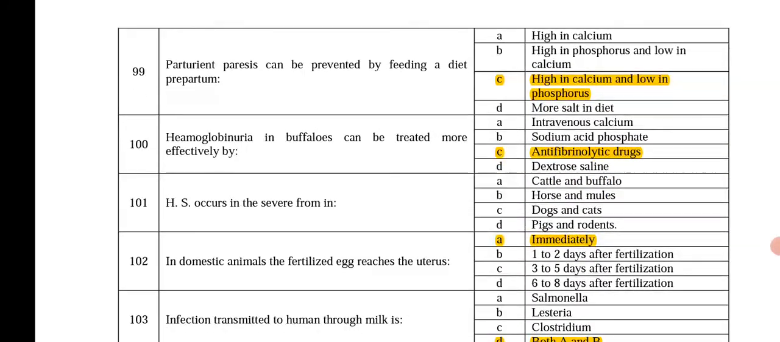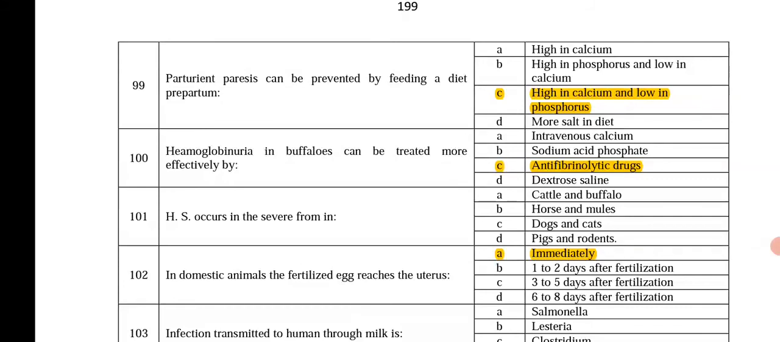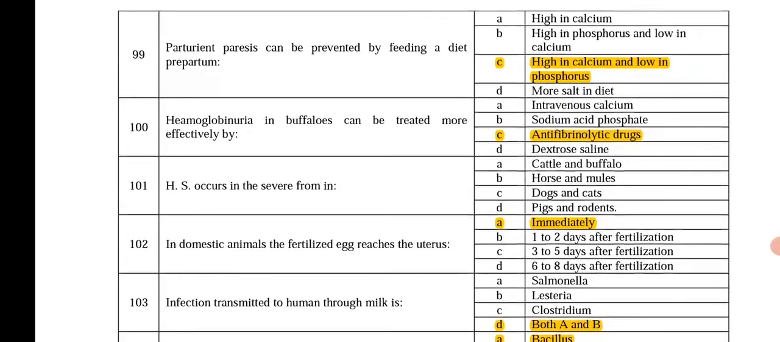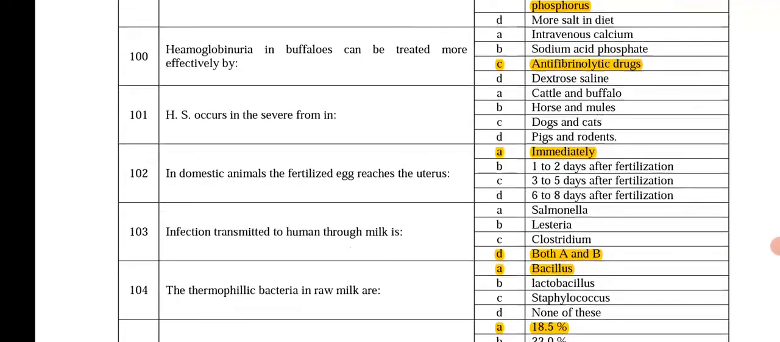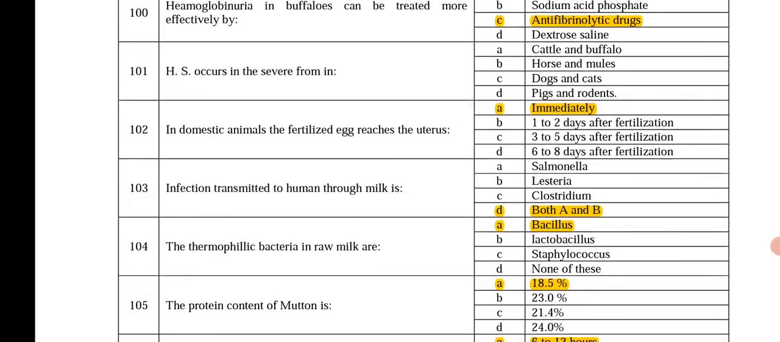Parturient paresis can be prevented by feeding a prepartum diet high in calcium and low in phosphorus. Hemoglobinuria in buffalo can be treated more effectively by antifibrinolytic drugs. Hemorrhagic septicemia occurs in severe form in cattle and buffalo. In domestic animals, the fertilized egg reaches the uterus immediately. Infection transmitted to humans through milk is both A and B, Salmonella and Listeria. Salmonella and Listeria are the infections transmitted to humans through milk.